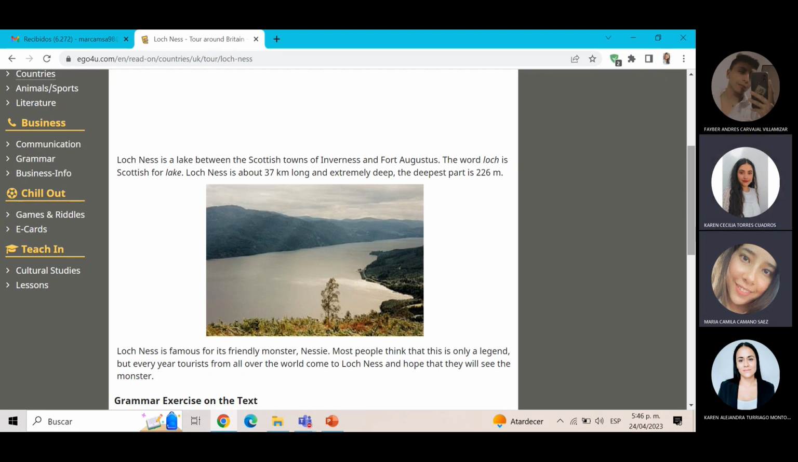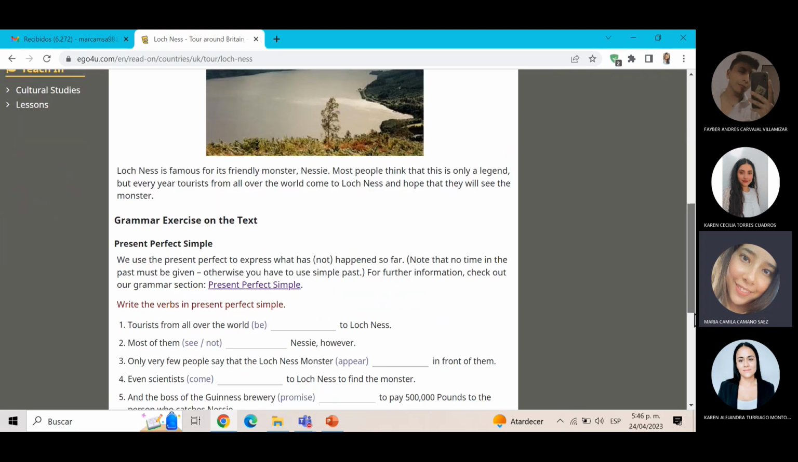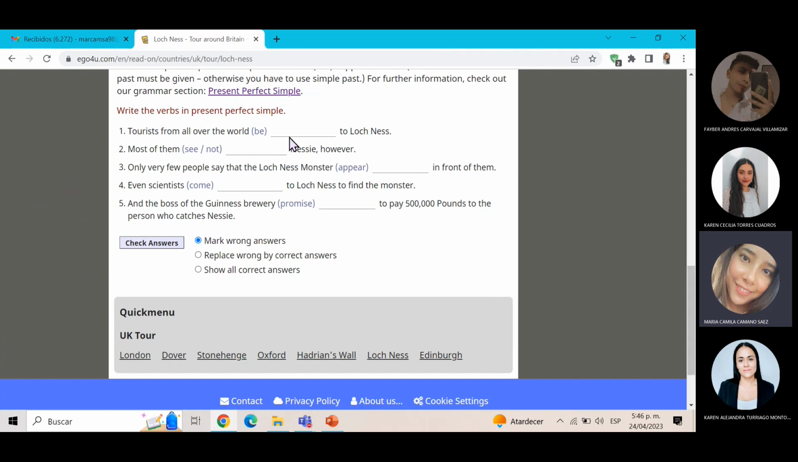Loch Ness is famous for its friendly monster, Nessie. Most people think that this is only a legend, but every year tourists from all over the world come to Loch Ness and hope that they will see the monster. Yeah, remember, Loch Ness, and the monster is Nessie. Okay, good job.